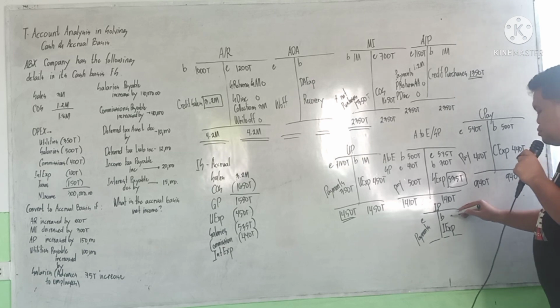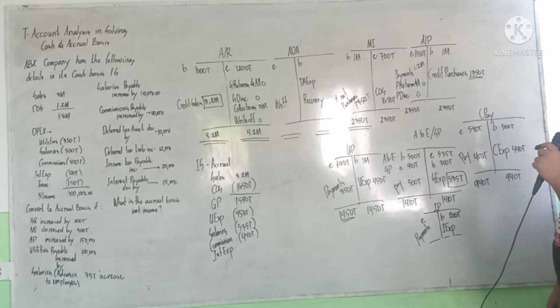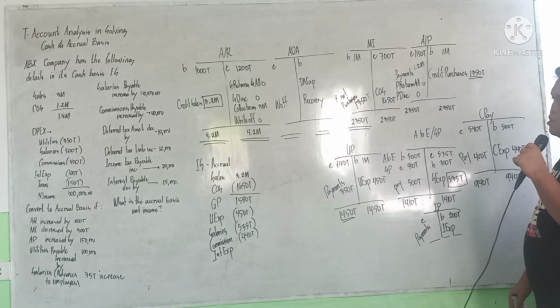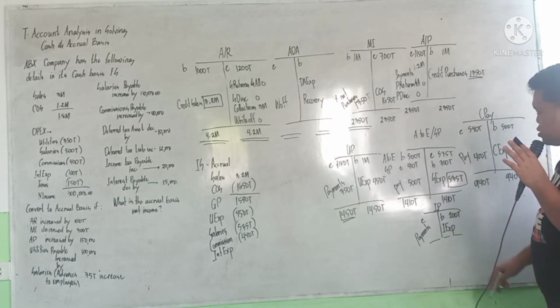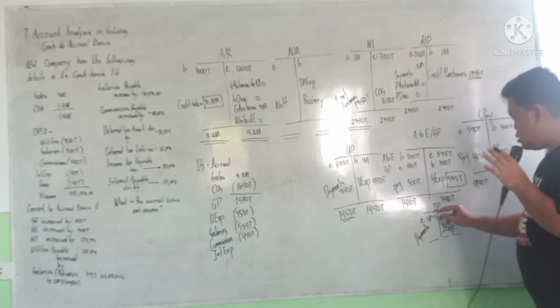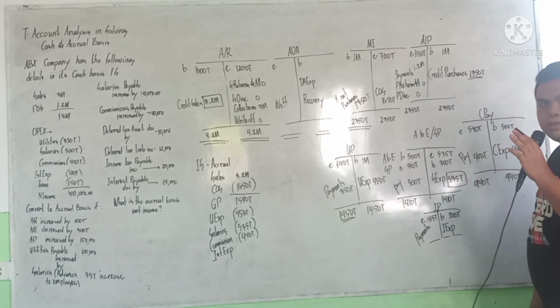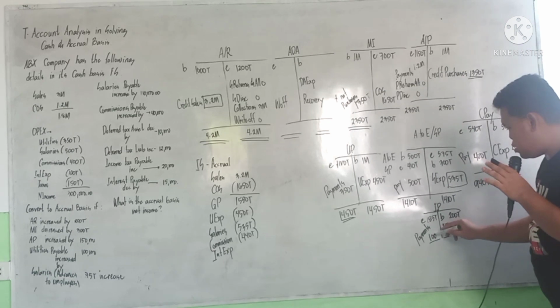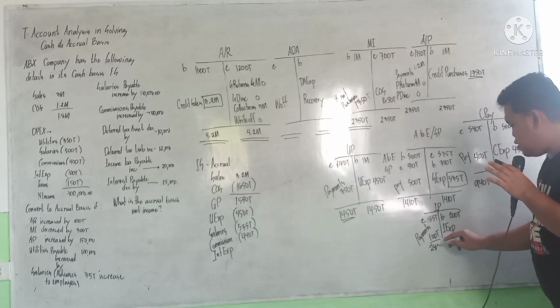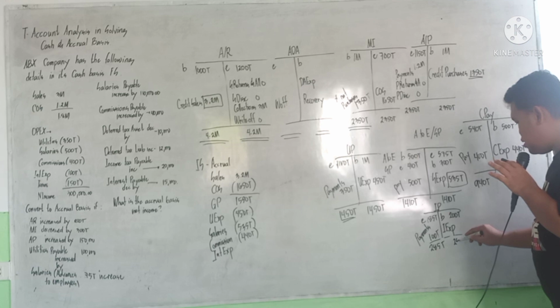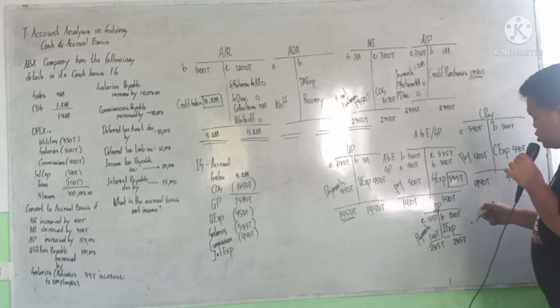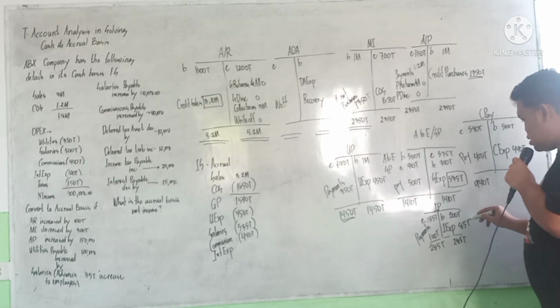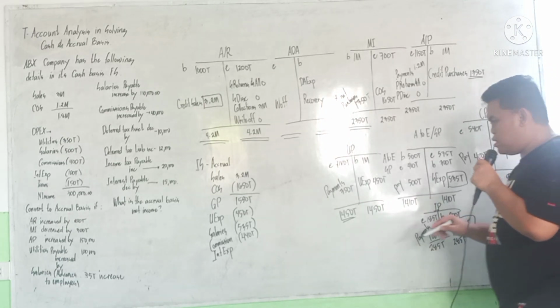So, if ever, this is 200,000, the beginning, assumption lang, since it decreased by 15,000, it's 185,000. Tama ba? And since the interest expense there is 100,000, we put it here in the payments. We have 285,000. 285,000 minus 200,000, we have 85,000. So the interest expense under accrual is 85,000.